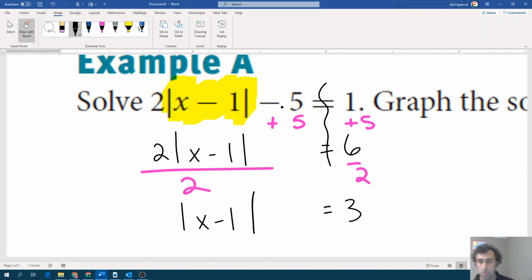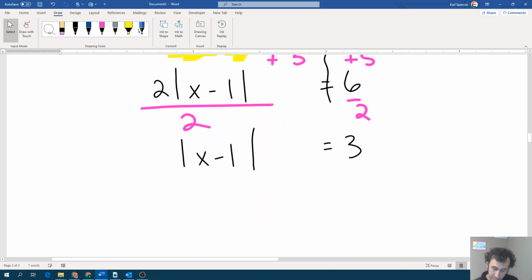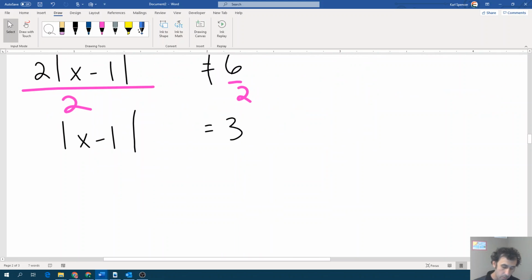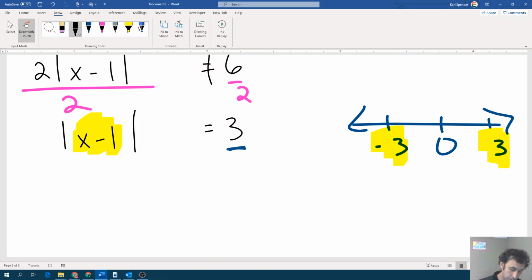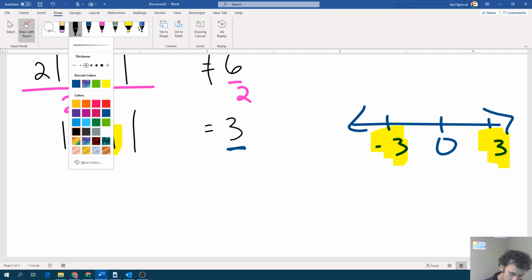Now, like our previous problem, that absolute value is by itself, so now we can manipulate it and solve it. We're considering on a number line what 2 numbers are 3 units from 0: 3 and -3. So we're going to take our expression, x minus 1, and set it equal to those 2 terms to find our solution. So let us give that a go.